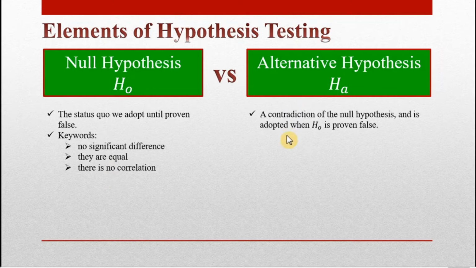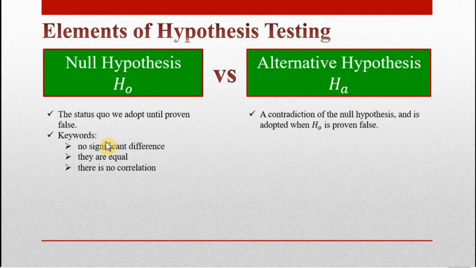Alternative hypothesis is simply the contradiction of a null hypothesis, and the alternative hypothesis is adopted, it's proven, it's accepted if we are able to prove that the null hypothesis is false. So it's literally our alternative hypothesis.